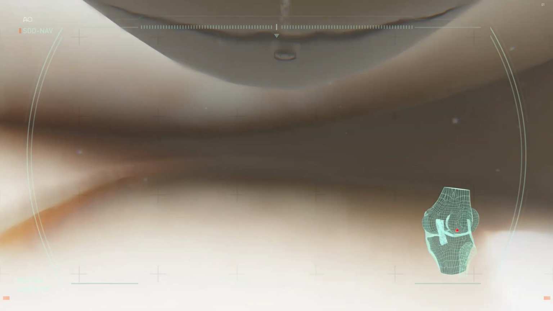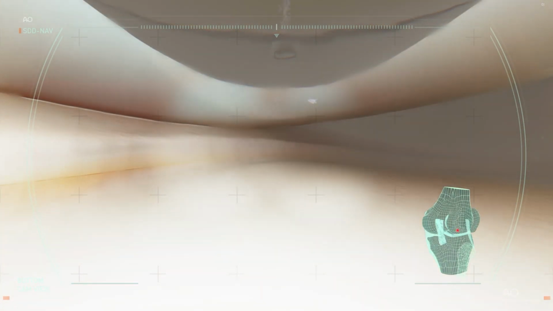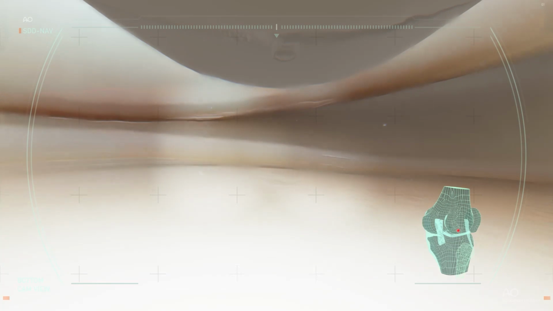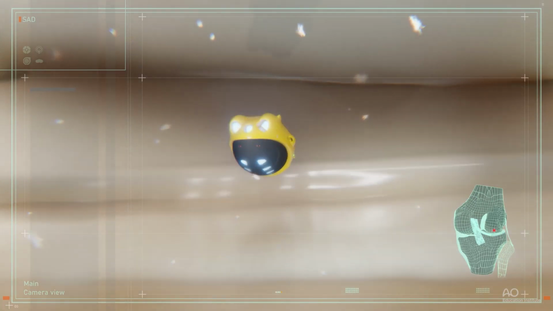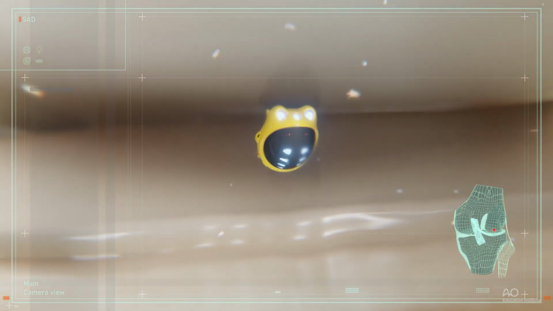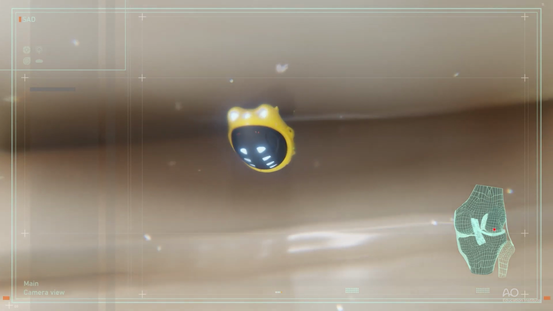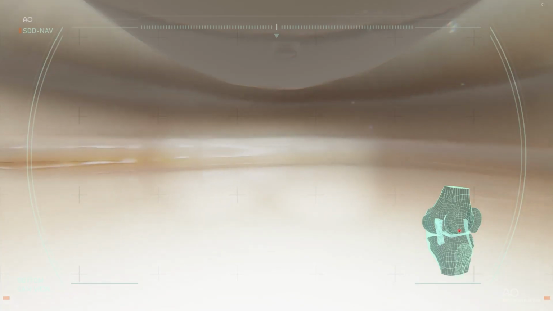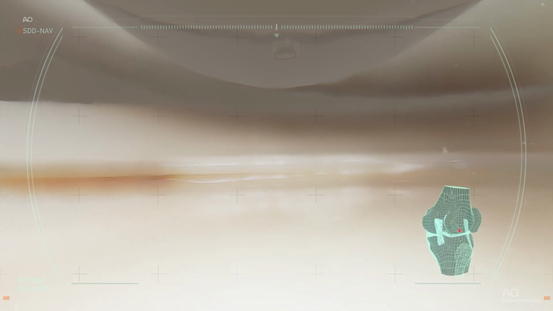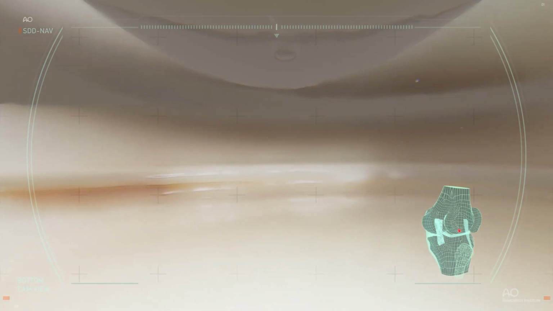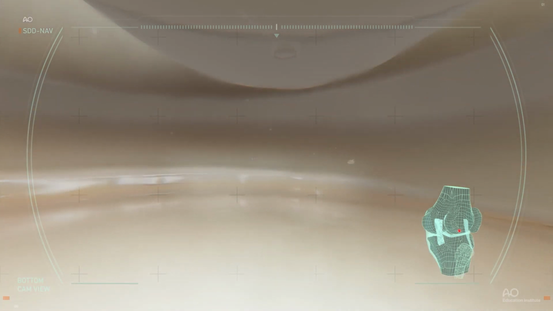Arriving at the lateral tibial condyle. Lateral meniscus. Anatomical scan.